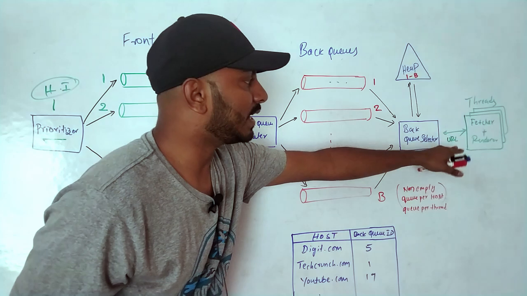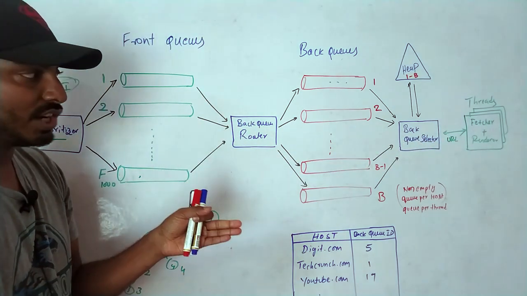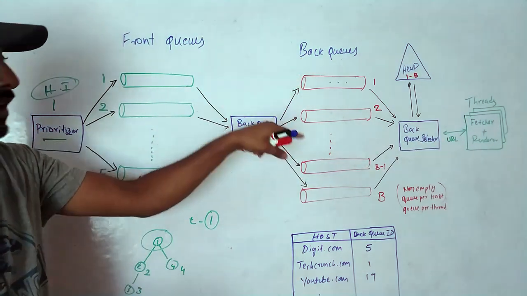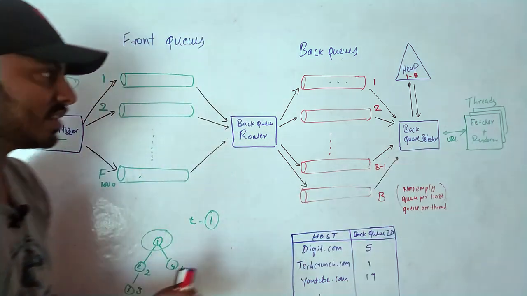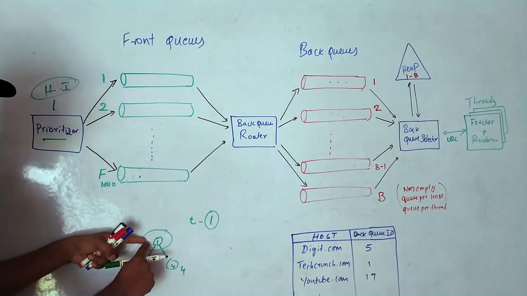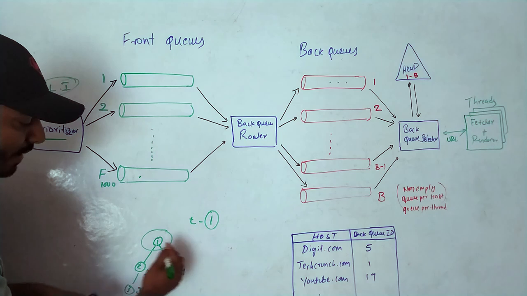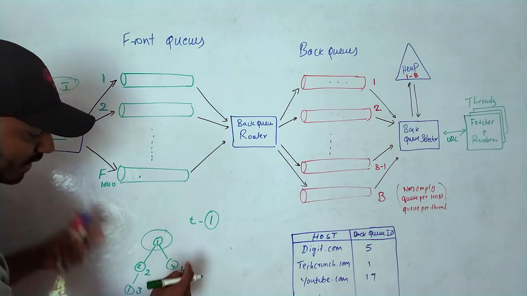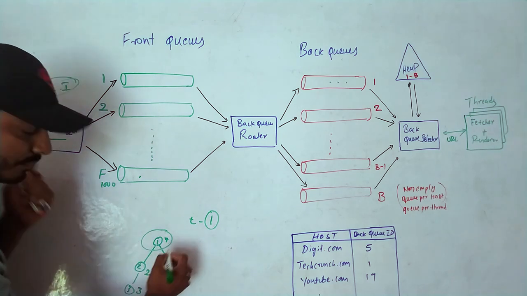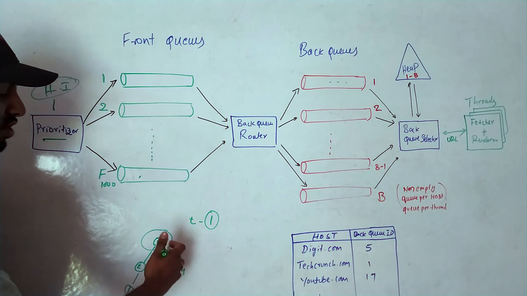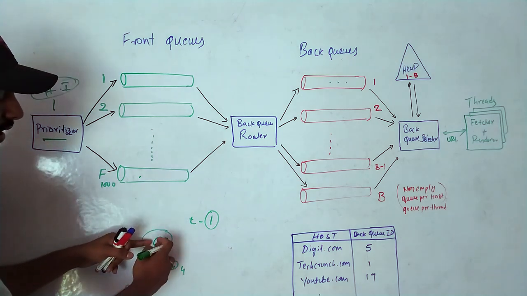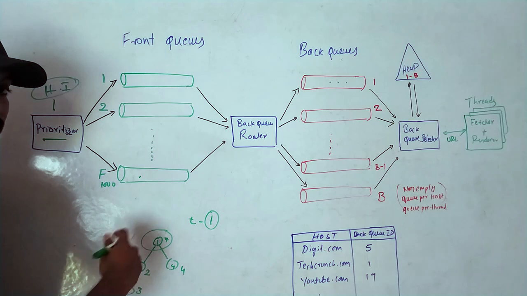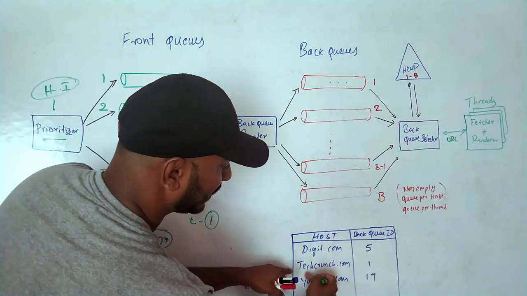Now, once the thread fetches that URL, that page, it has to update the heap back. So once it finishes, it also tells the back queue, I have finished this. Initially we fetched one, right? It updates the time of this one to maybe 7 because we just now fetched it. So now let's fetch whatever URL is there at 1 at the 7th time. At 1 maybe a TechCrunch, right?